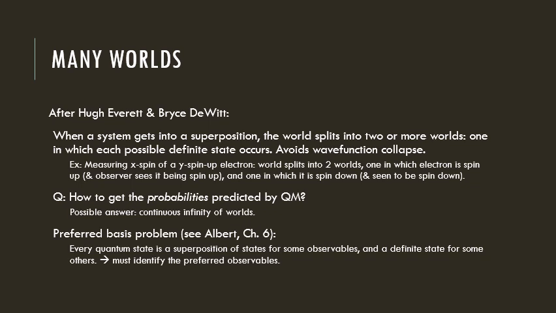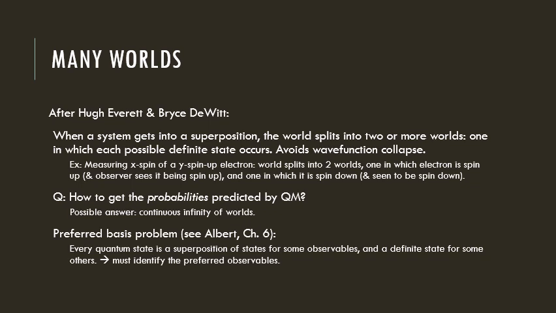But in general, in quantum mechanics, the probabilities can have real numbered values. So in order to get real numbered probabilities, you have to have a continuous infinity of worlds, right? So if the probability is square root of 2 over 2 or something like that, then you have to have this continuous infinity of worlds in order to have that proportion of worlds in which a given measurement outcome occurs.